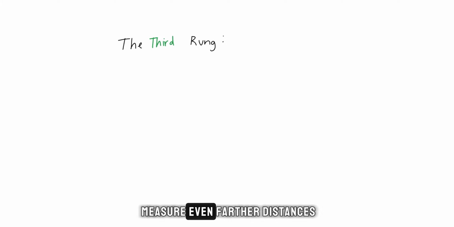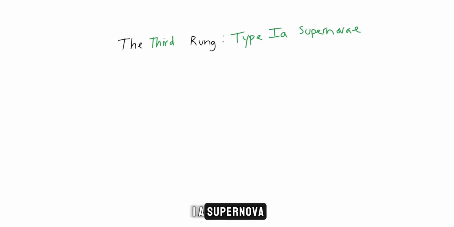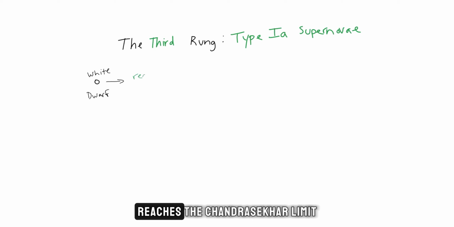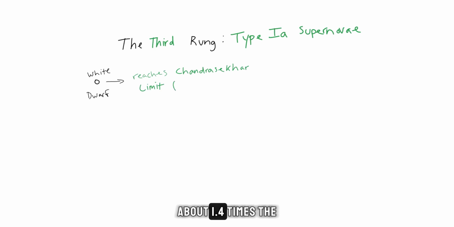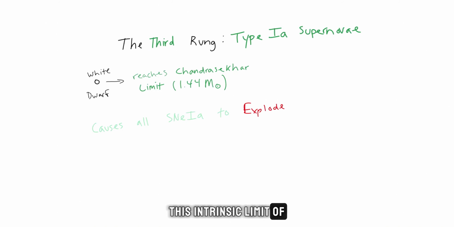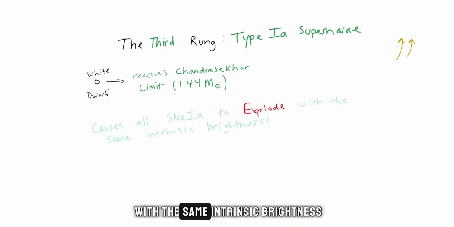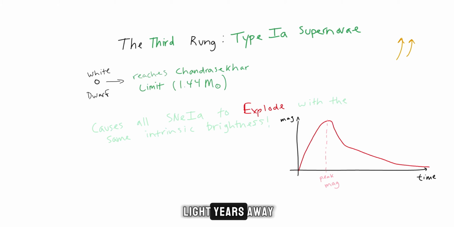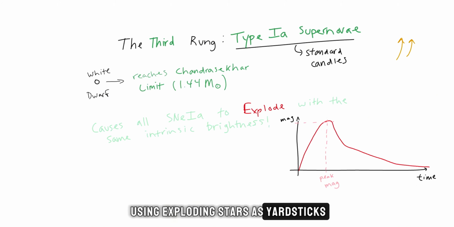When we need to measure even farther distances, we turn to type 1a supernovae. These are explosions that happen when a white dwarf reaches the Chandrasekhar limit, about 1.4 times the mass of the Sun. This intrinsic limit causes all type 1a supernovae to explode with the same intrinsic brightness. By comparing how bright they appear to their true brightness, again, we can measure distances to galaxies billions of light years away. And yes, we're literally using exploding stars as yardsticks.